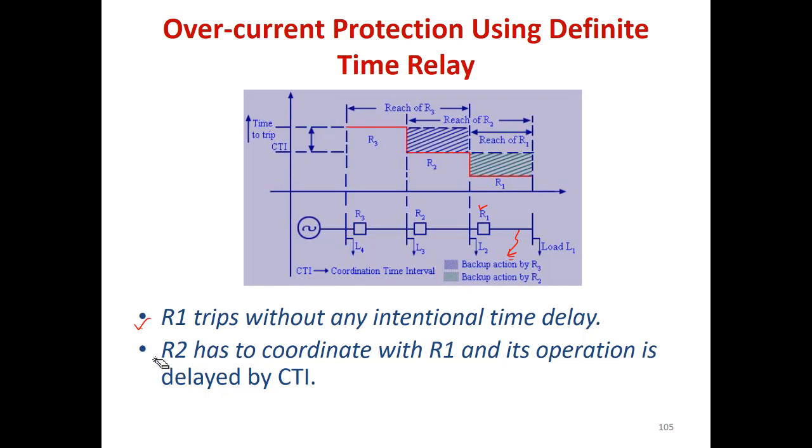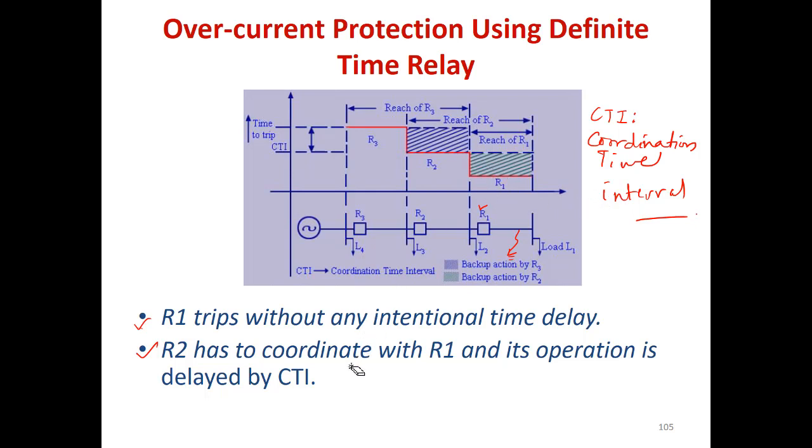R2 has to coordinate with R1, and its operation is delayed by CTI. CTI means coordination time interval. So that is called CTI.